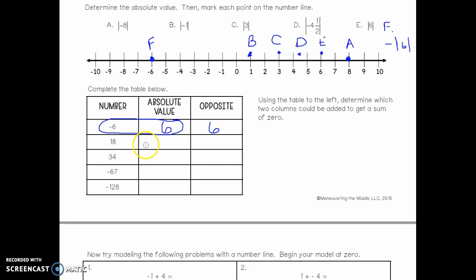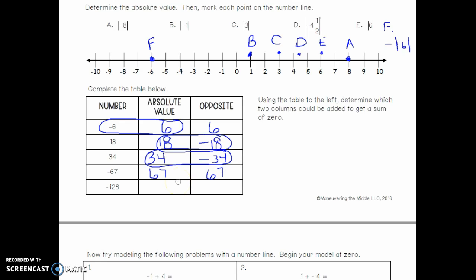If I had the number 18 and I found its absolute value, I would see that it would be positive 18 still. It didn't change. If I add 18 and 18, I do not get 0. But the opposite of 18 is negative 18, and I know these two columns would add to 0. If I had the number 34, the absolute value is again 34. Its opposite is negative 34. And I know the opposites add to 0. The other word for opposites are additive inverse. The absolute value of negative 67 is positive 67. The opposite of those is 67.